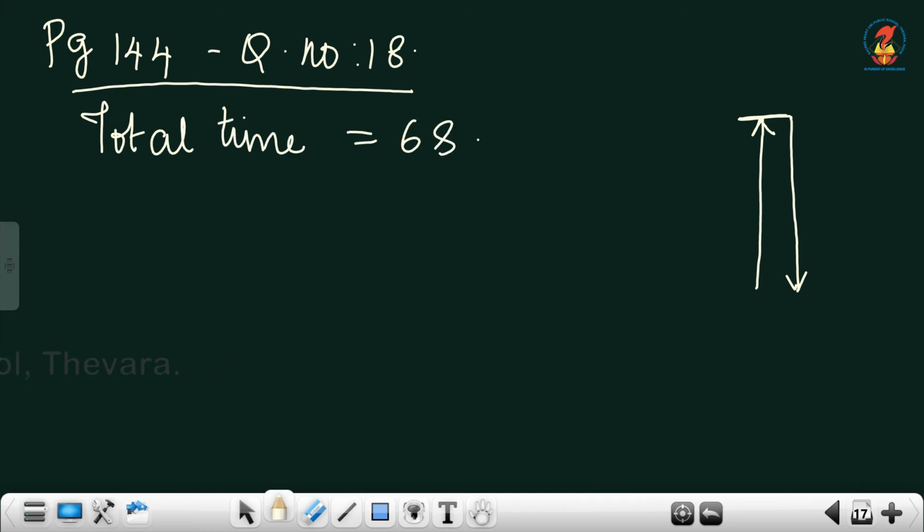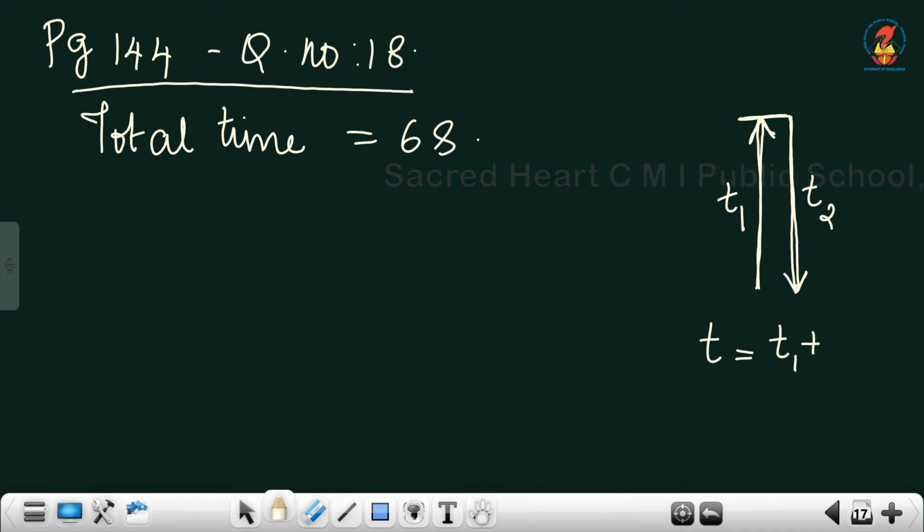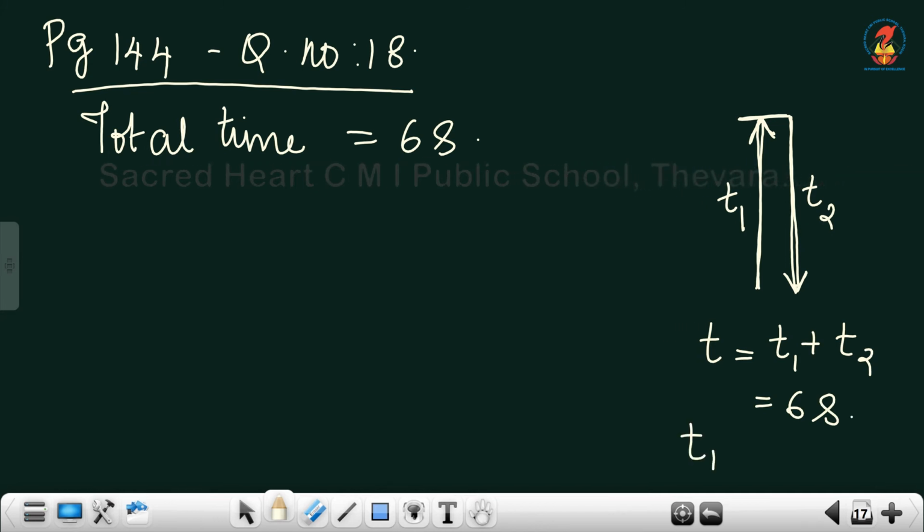Total time: for the ball to move up, let the time taken be t1. And after reaching a maximum height, the ball will move back to the ground. Let that time be t2. So total time will be t1 plus t2. It is given as 6 seconds. Okay. So what will be t1? Here also the body is under free fall. So acceleration of the body will be equal to acceleration due to gravity, and the body moves up and follows the same straight line path to reach back the ground.